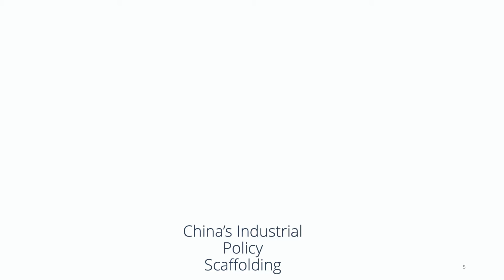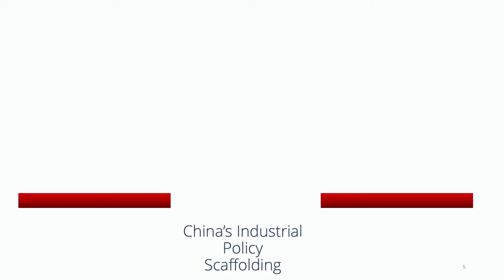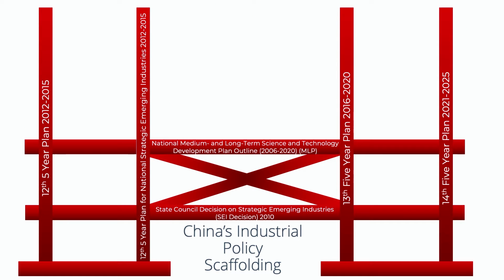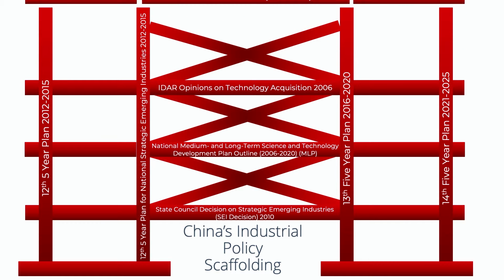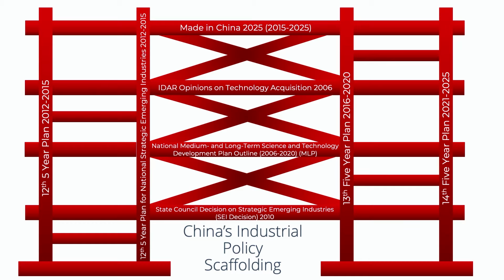Okay. The other thing to know about China is it is a system. They have an industrial policy scaffolding, and it's not accidental. It's highly intentional. Independent from our moral and philosophical differences, the cardinal difference is China's ability to build a framework or scaffolding to support their industrial aspirations and to execute on that framework effectively. This is evidenced in its 5-year plans, its strategic emerging industries decision, its science and technology plans, in Made in China 2025, and through approaches such as the IDAR opinions on technology acquisition.